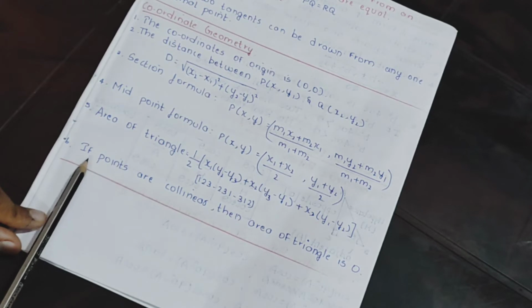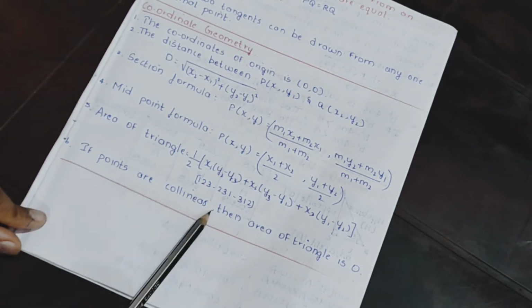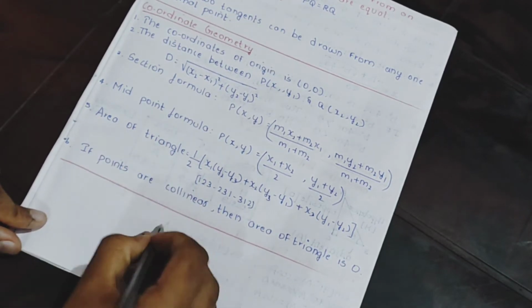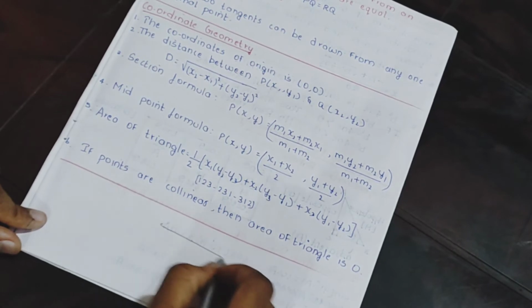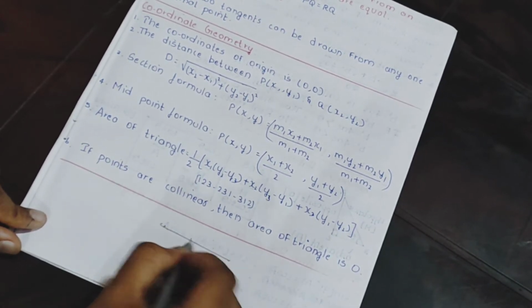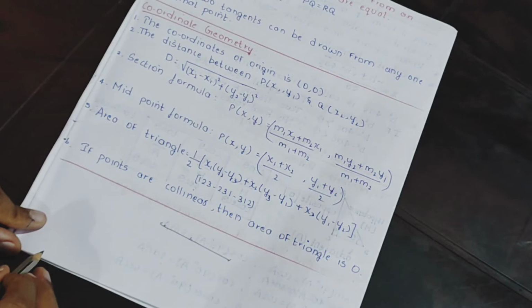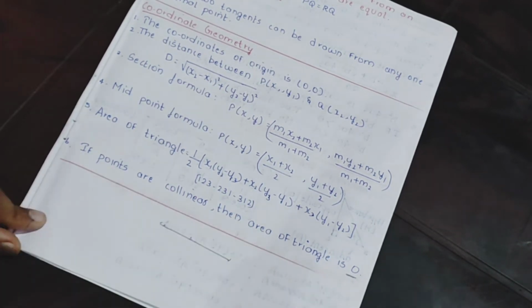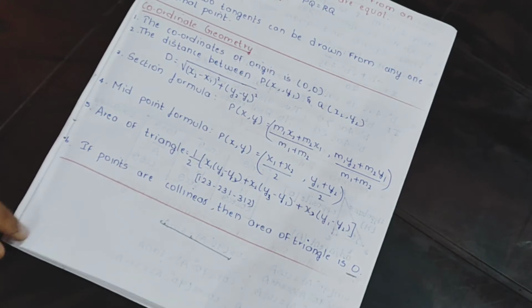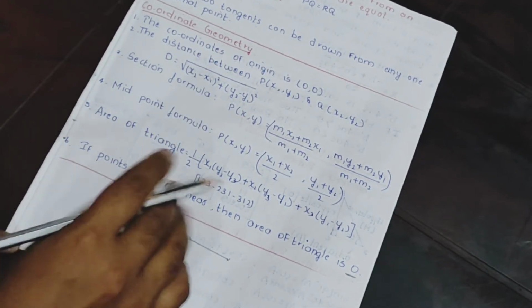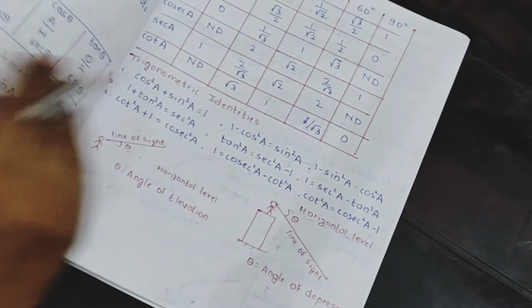Okay, next one, last point is an important point. If the points are collinear, collinear means what? 3 points in the same line. If 3 points are in the same line, it cannot be a triangle, therefore the area of triangle will always be 0. This you should not forget, because on this they will ask you one question. So remember all this formula in a proper way, so that you will not get confused in examination.